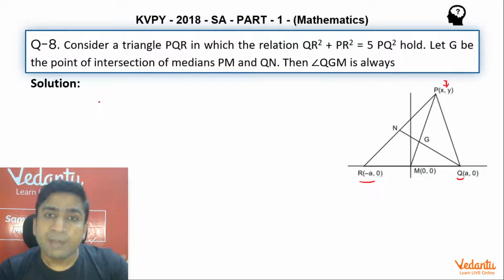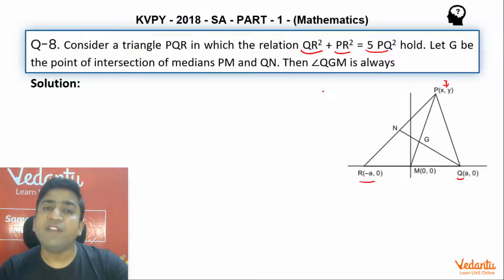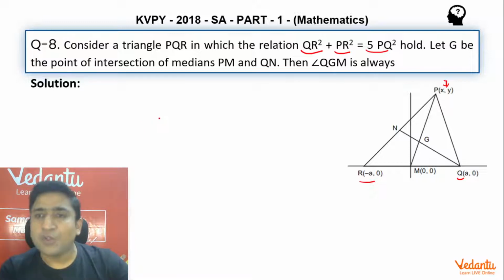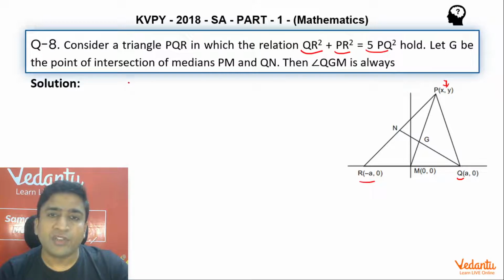Now, coming back to this question, they have given us a relation: QR square plus PR square is equal to 5 times PQ square. So how am I going to deal with this? Guys, I know the coordinates of all the points P, Q and R. So I'm going to write down the value of QR square by using the distance formula. The point Q is (a, 0), point R is (-a, 0). So obviously QR square is going to be (2a) whole square.